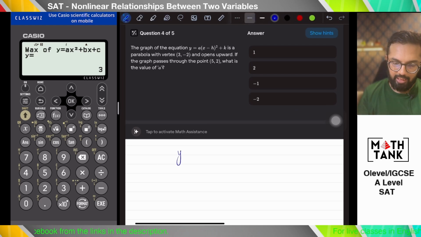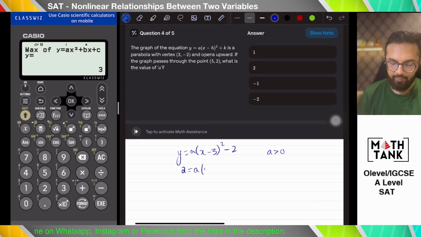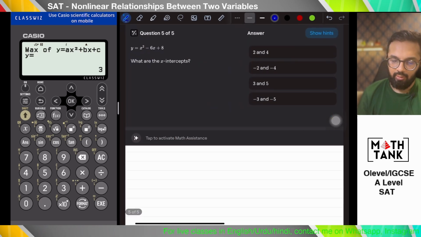So A has to be unknown, and H has to be 3, and K has to be minus 2, and it opens upwards. So A is greater than 0. If the graph passes through the point 0.5, 2, what is the value of A? So 2, 5 minus 3 squared minus 2. That's 4 into 4 is 1.